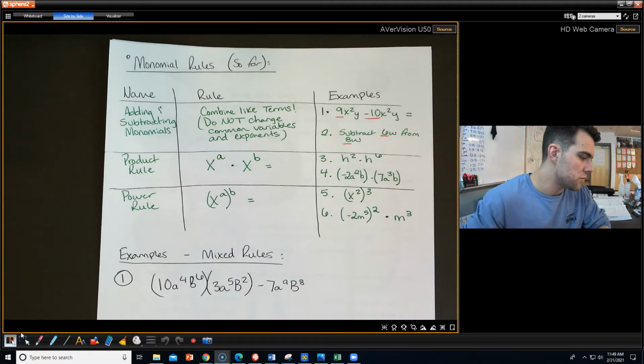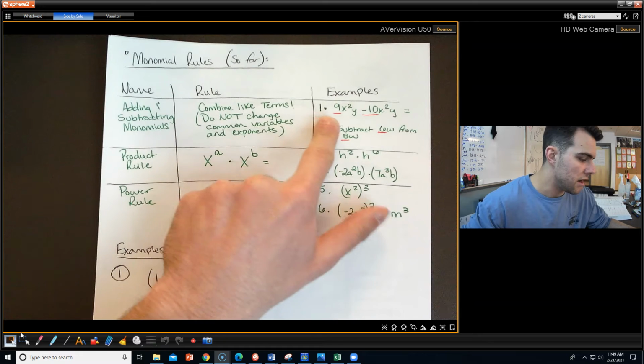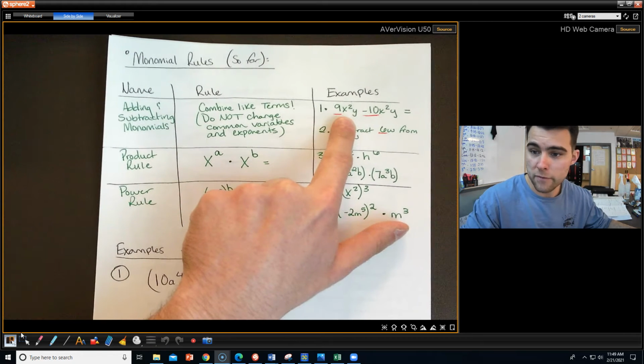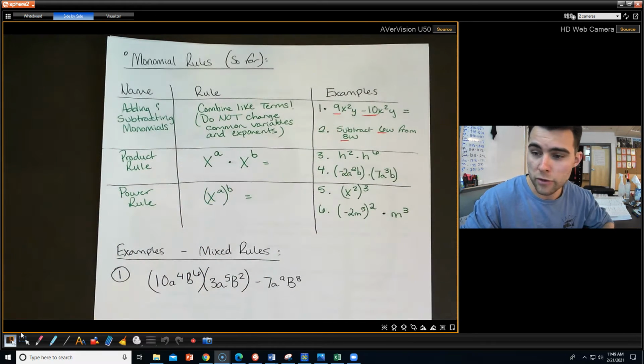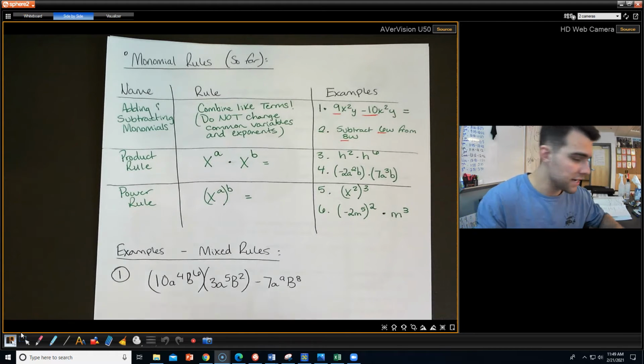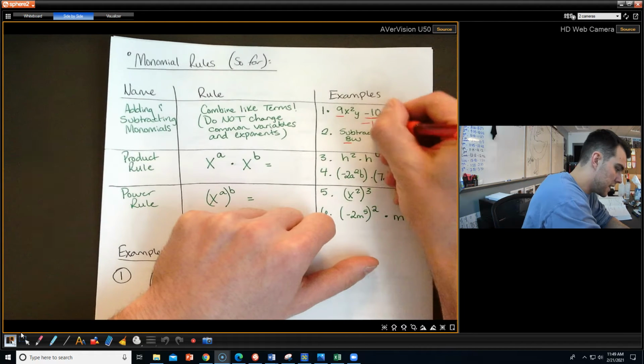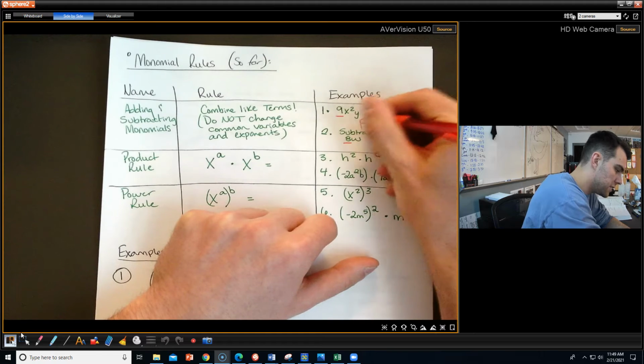Okay. So for this example, number 1, they are like terms. They have the same variables, same exponents. Both are x squared y. So we just do 9 minus 10, and we get negative 1 out of that. So negative 1 x squared y would be our answer.